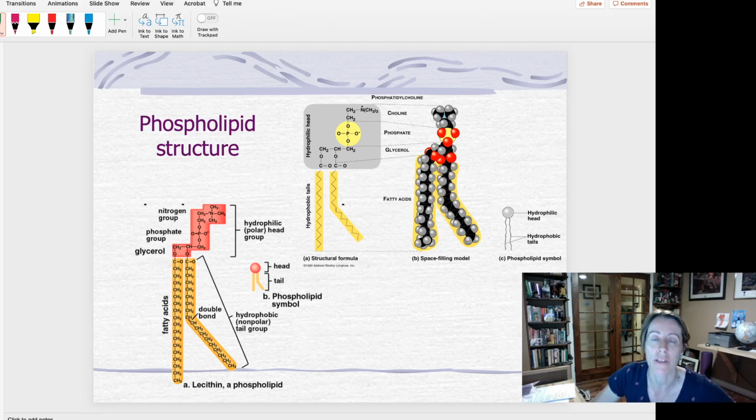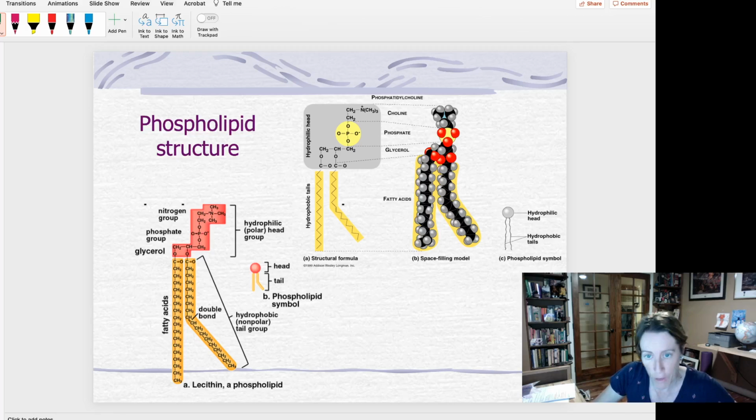So every single cell in your body is wrapped with a membrane that kind of holds it in like a baggie. And that baggie, the actual membrane itself, is built of phospholipids. So there are bajillions of phospholipid molecules in you. Every single one of your cells is wrapped in something made of phospholipids.